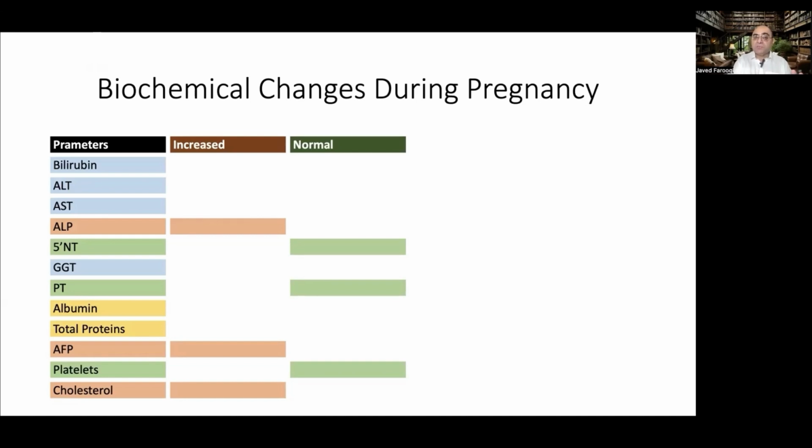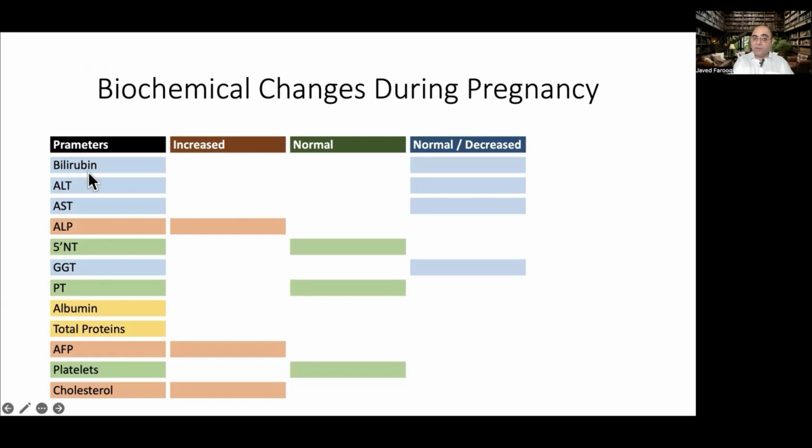Then those parameters which may be normal or may go down include bilirubin, the blue colored, ALT, AST, and GGT. So these four parameters, bilirubin, ALT, AST, and GGT, are either normal or they may go down; their level may decrease slightly. And then those parameters which would definitely go down, whose levels are decreased, include albumin and total proteins.